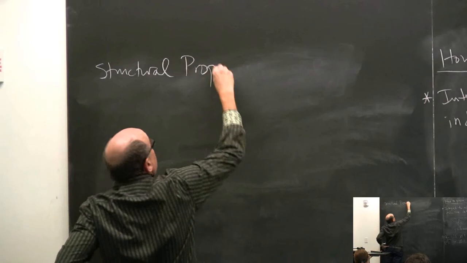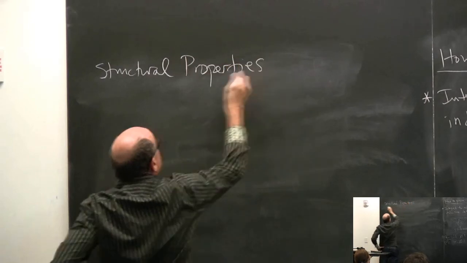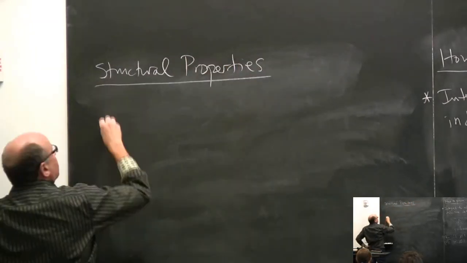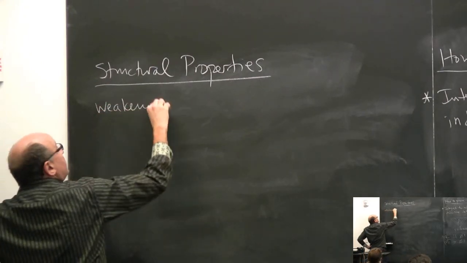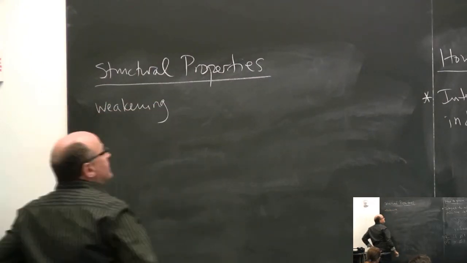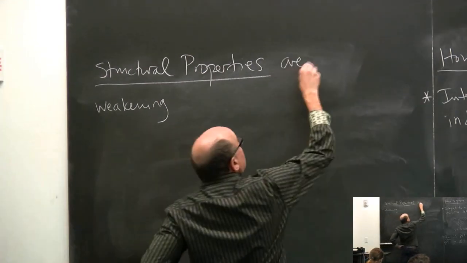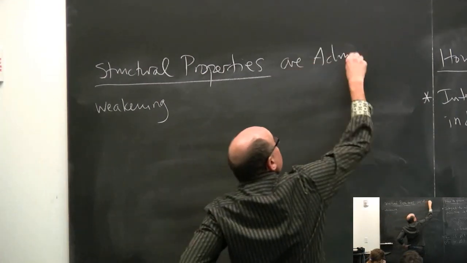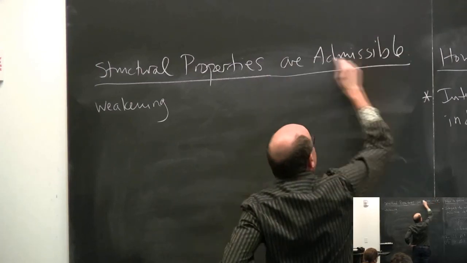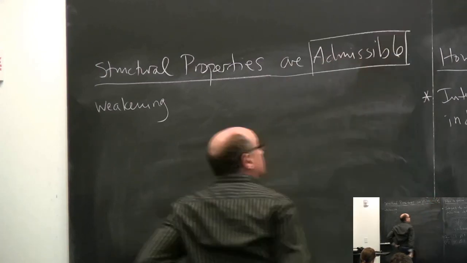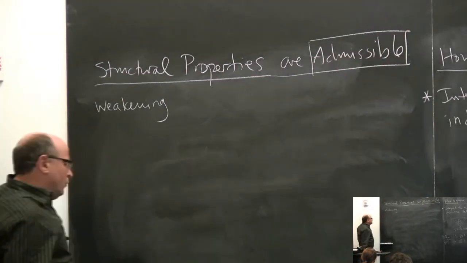I won't write them all out because we wrote them down before. Let me just focus on one, just for the heck of it, which is weakening. Remember what weakening said. What I'm going to say is the structural properties are admissible. This is some terminology that you should know. Things are admissible. What I mean is like the following.